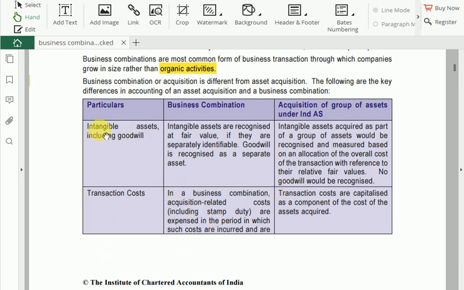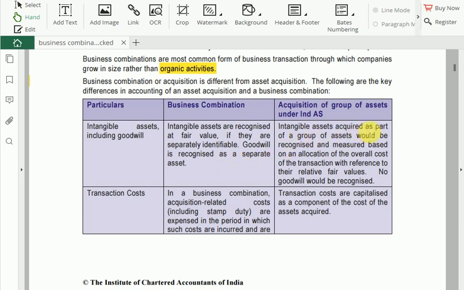Business combination: intangible assets including goodwill. The first point of difference is intangible assets including goodwill. What is the treatment in business combination? What is the treatment in acquisition of a group of assets under Ind AS? In business combination, intangible assets are recognized at fair value if they are separately identifiable. Goodwill is recognized as a separate asset.